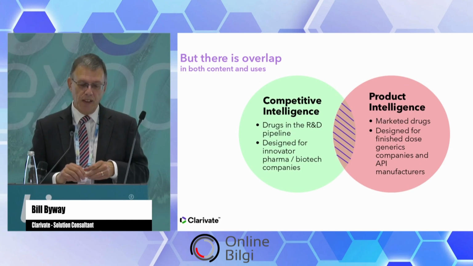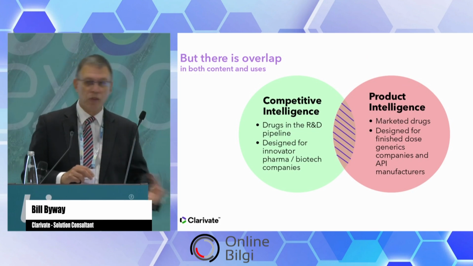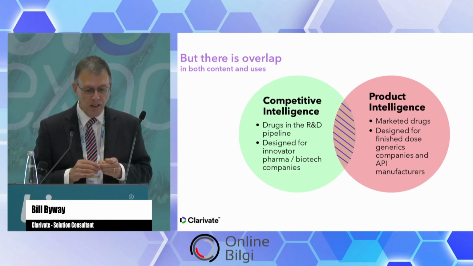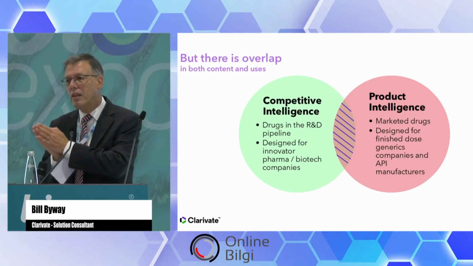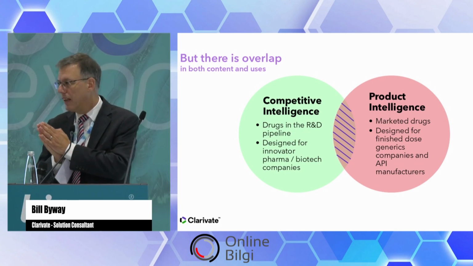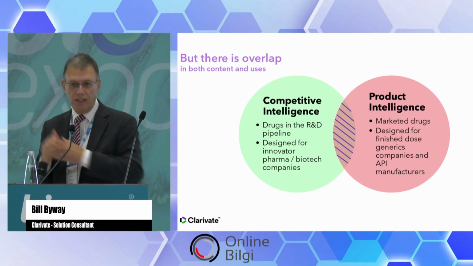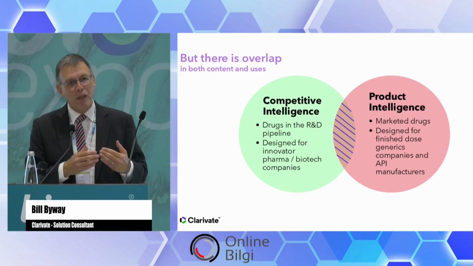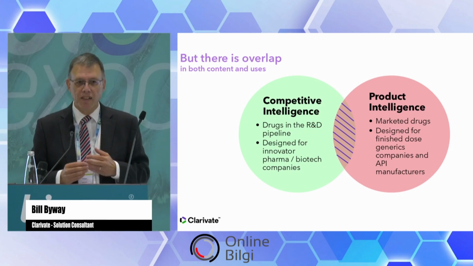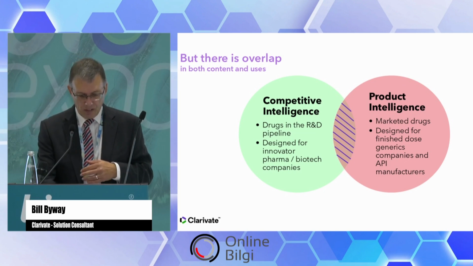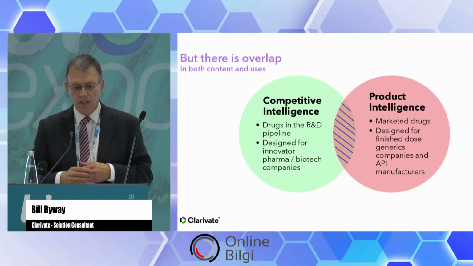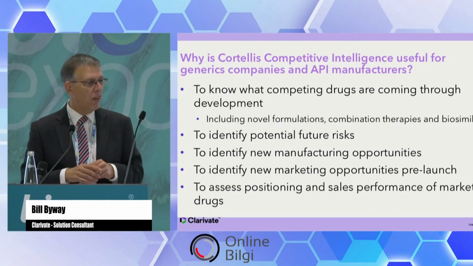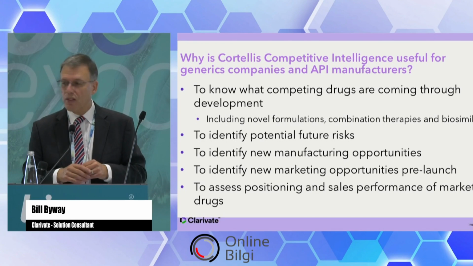So more and more we're finding innovator companies want to know about generics, they want to understand what is happening, but also companies, maybe if you work mostly in the generic space, in biosimilars, want to know more and more about products earlier in R&D. And so these are some of the questions that Cortellis Competitive Intelligence can help you answer.